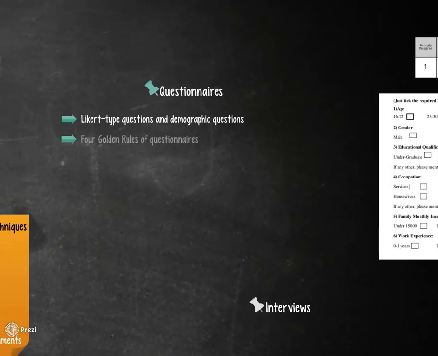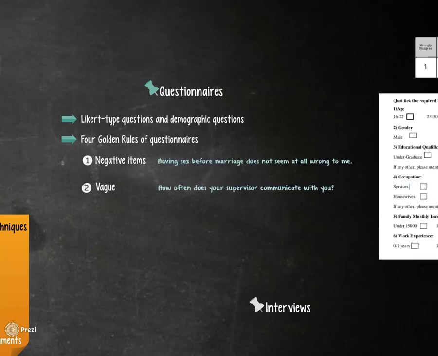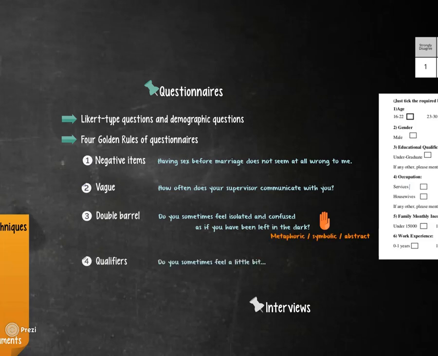Now, there are 4 golden rules when it comes to questionnaires, and this is something that many students get wrong. Even if you're not employing questionnaires in COM4809, please listen up so that you know about this in future. Firstly, you should avoid negatively phrased questions at all costs. It's confusing to your respondents.